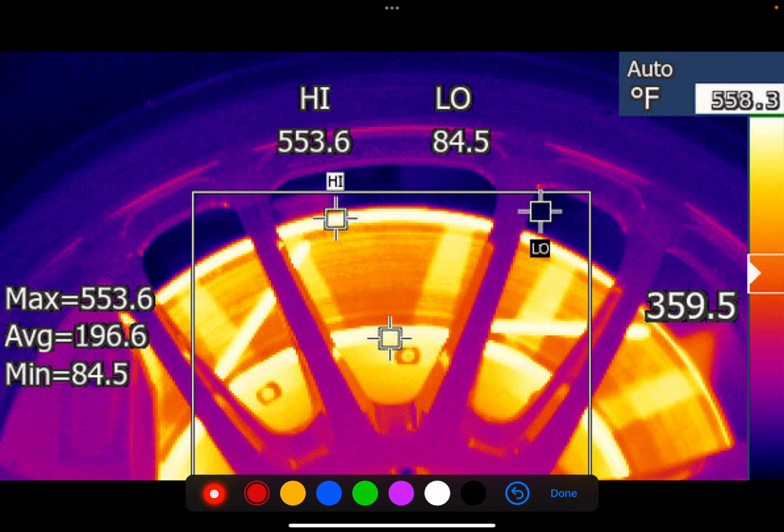We can see this with the brakes of our car. Every time we apply the brakes, the brake pads and the rotors get really hot as all the kinetic energy of the car turns into heat.